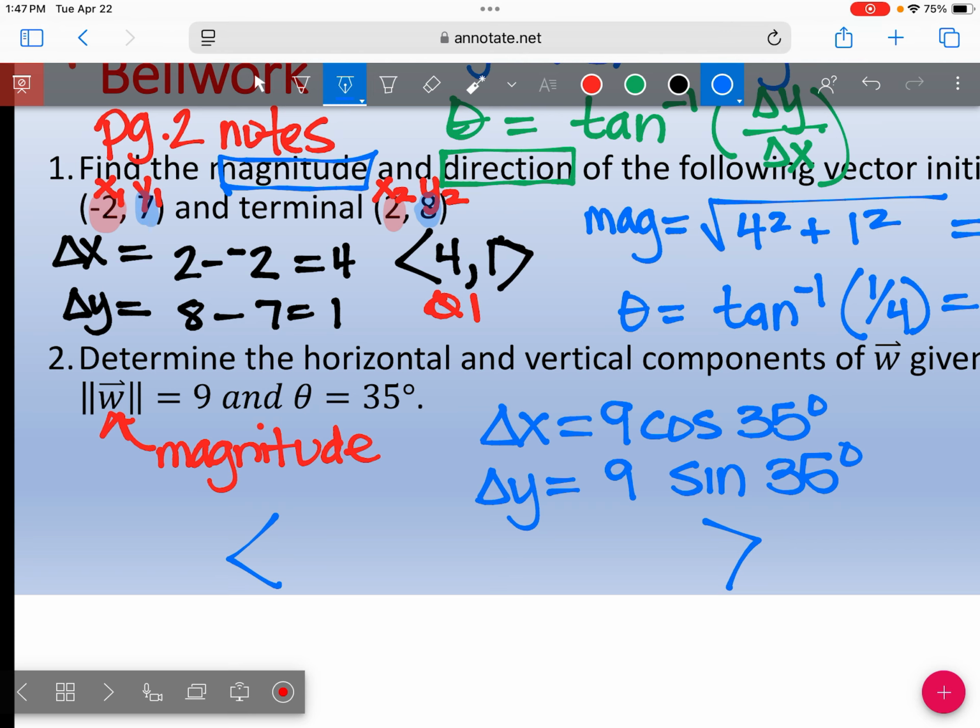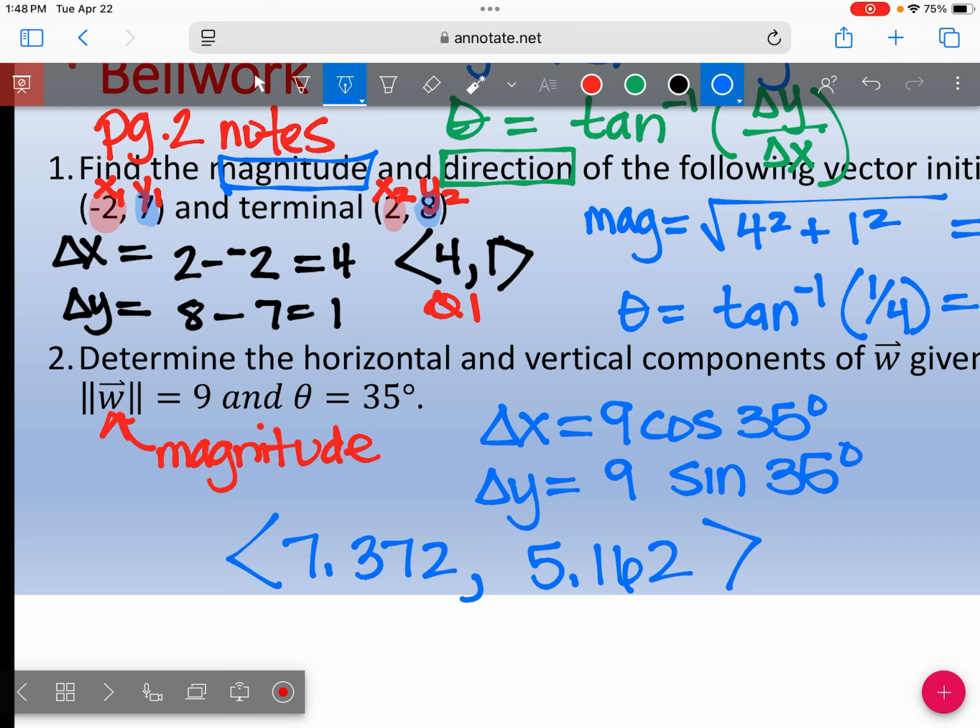Okay, so 9 cosine 35 is 7.372. And then 9 sine 35 is 5.162. That is your component form. That's how you find it if you're given magnitude and direction. So you need to have those formulas memorized.